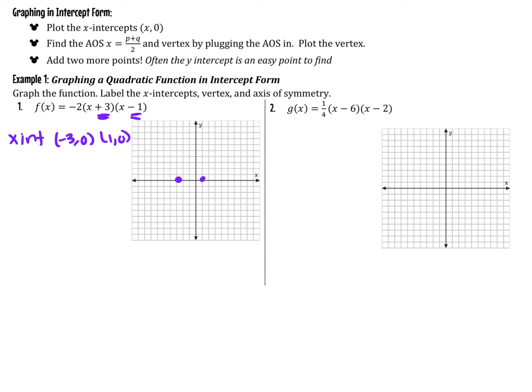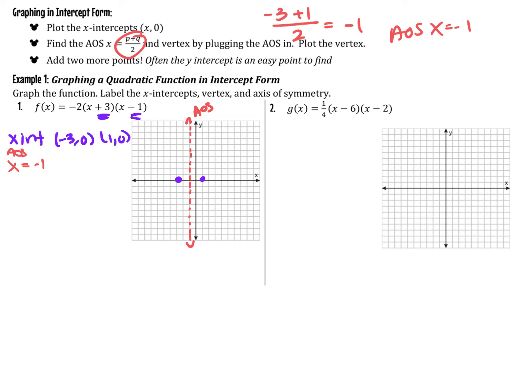The axis of symmetry is going to be exactly halfway between them. So exactly halfway between those two values, here's my axis of symmetry. And that line, what is x right there? That line is x equals -1. Now, you could also use this formula to get that. Our intercepts were -3 and 1, so I can add them together and divide by 2 and get that the axis of symmetry is x equals -1 mathematically. But if I'm already graphing, I may as well use the graph to my benefit.